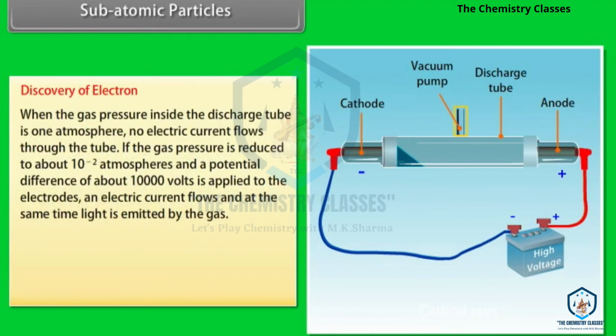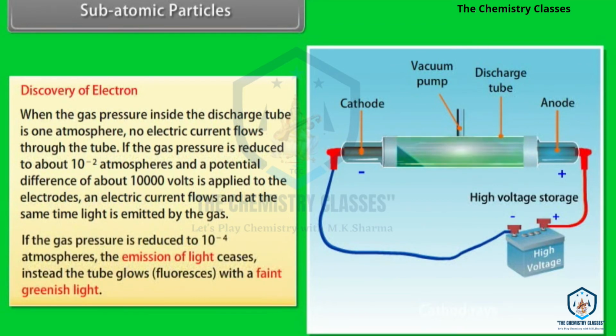When the gas pressure inside the discharge tube is 1 atmosphere, no electric current flows through the tube. If the gas pressure is reduced to about 10^-2 atmospheres and a potential difference of about 10,000 volts is applied to the electrodes, an electric current flows and at the same time light is emitted by the gas. If the gas pressure is reduced to 10^-4 atmospheres, the emission of light ceases. Instead, the tube glows, fluorescence with a faint greenish light.